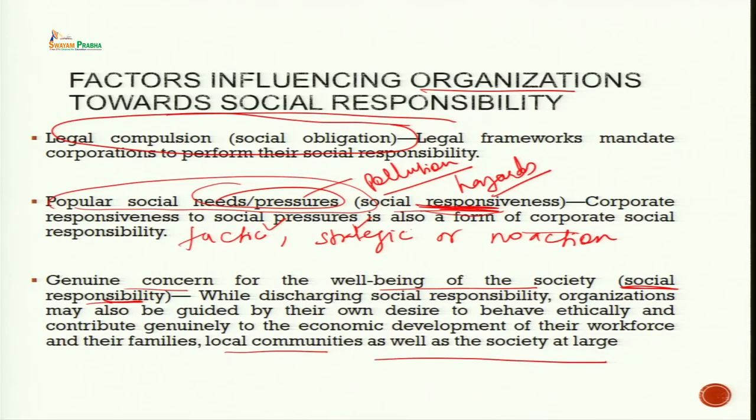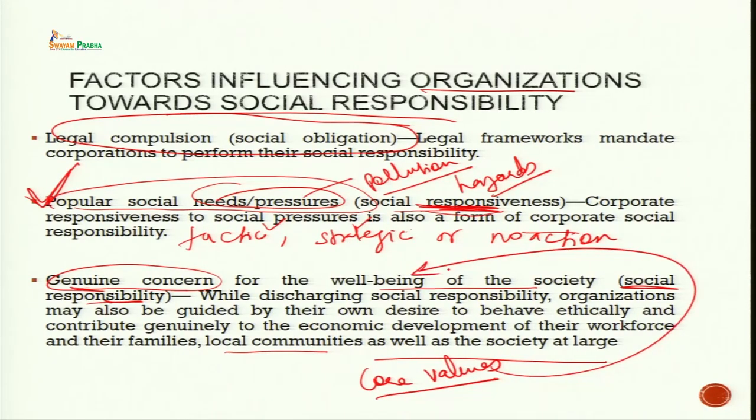So, here managers carry out community welfare activities without any demand or pressure from the societal section, as it was in the case of social responsiveness. In genuine concern, out of concern and empathy, the manager thinks of doing something good for the society. Organizations of this type normally have strong core values. So, it is their core values which prompt them to go ahead and do something good for the well-being of the society.